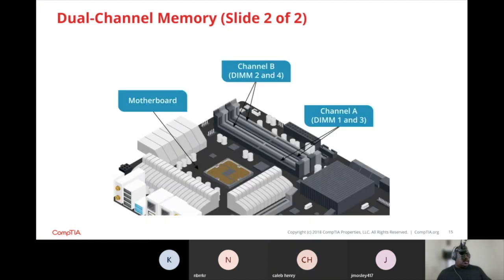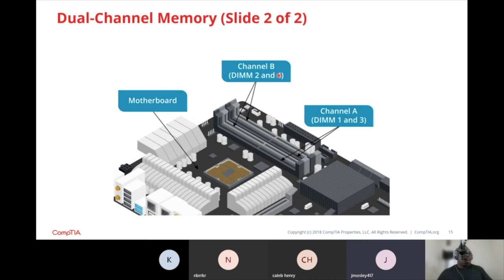So let's look. DIMM channel A is 1 and 3, DIMM channel B is 2 and 4, meaning that you have to put the same type of RAM in both of those slots, or else that RAM won't work or won't read correctly. Understood? Yep.